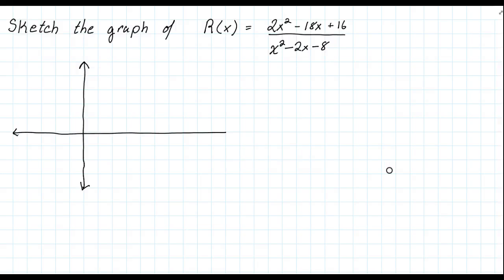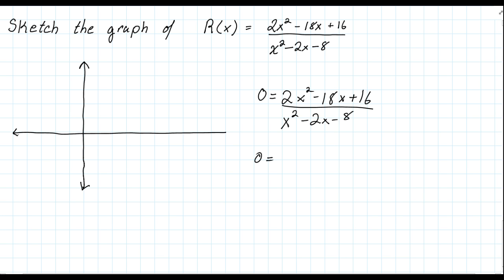Alright, so now we're actually going to sketch an entire graph of a rational function all by ourselves. It's going to be amazing. So let's start by plotting the intercepts because they're the easiest points to find. So first let's set 0 equal to 2x squared minus 18x plus 16 over x squared minus 2x minus 8.